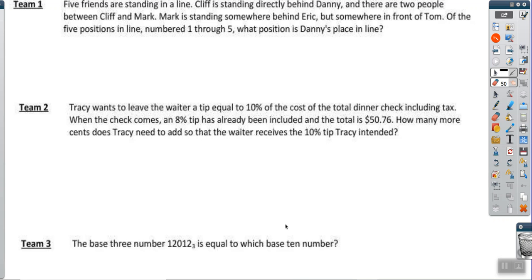All right, so this is the team round of the 2022 MATHCOUNTS Competition 1. And there are only 5 problems in this, so we're going to do all 5 in one video. Now, 5 friends are standing in line.